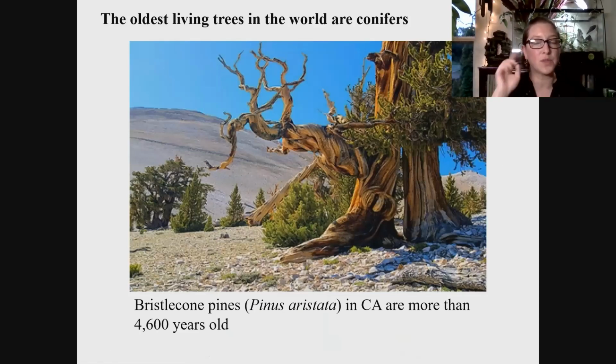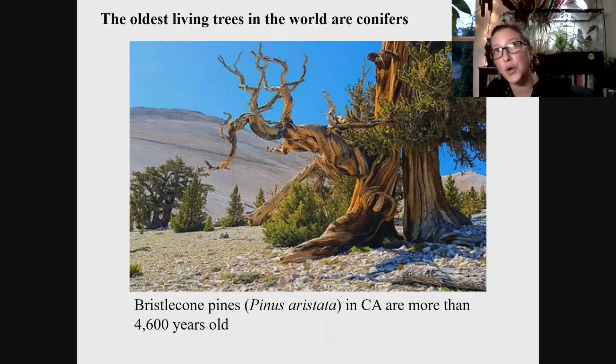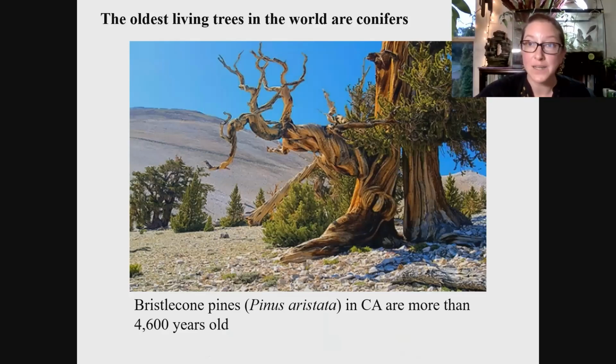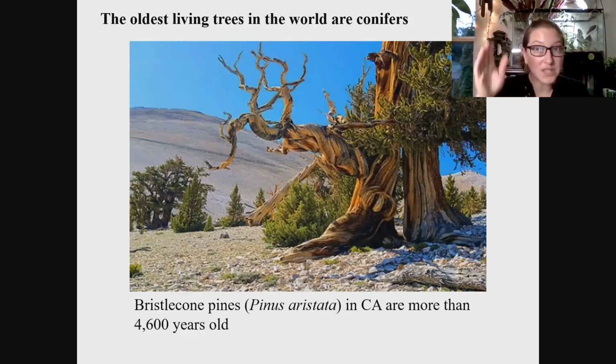Don't get that confused with the ginkgo. With the ginkgo, its lineage is the oldest lineage, in that ginkgo trees have existed on Earth for hundreds and hundreds of millions of years. But the Hyperion, oh sorry, that's the tallest living tree, yet, right? Oldest living tree. So this means these trees are alive. They're one individual that's been alive, not like a lineage.